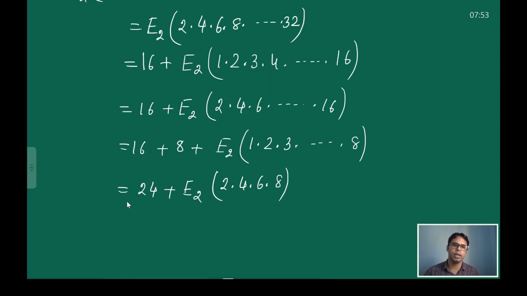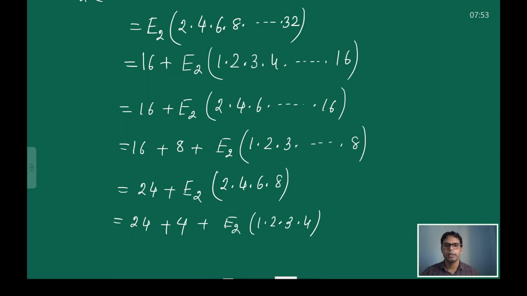Okay, so this is equal to 24 is already here, plus what will happen here, see, 2 2 2 2, if I bring out the 2s, how many will there be? 2 to the power 4 will come. So I have to write the exponent 4, plus e2 of the terms remaining 1 2 3 4 now.